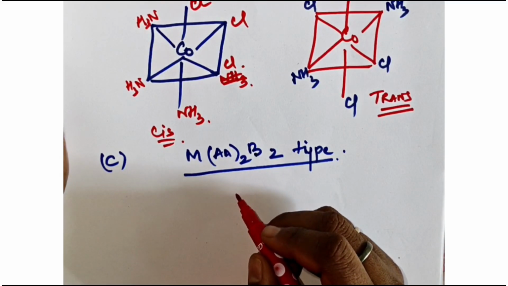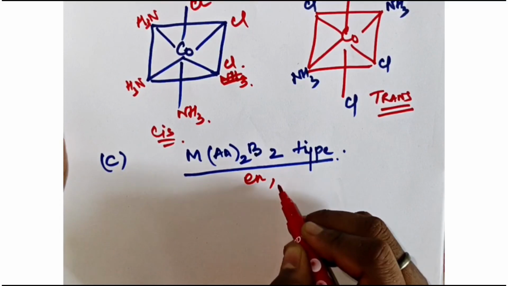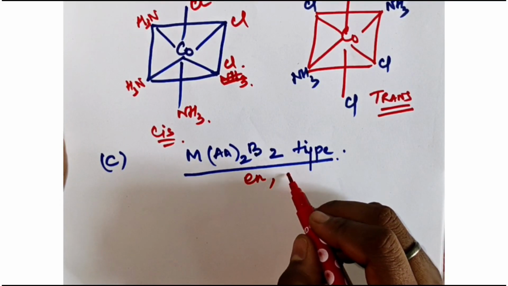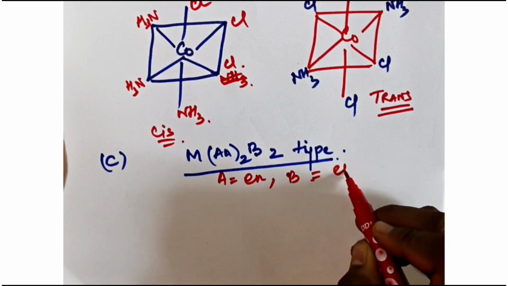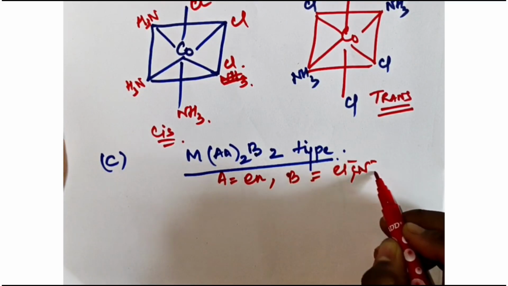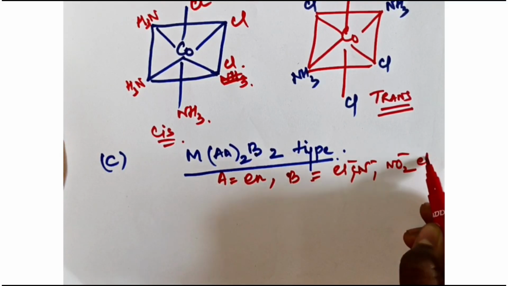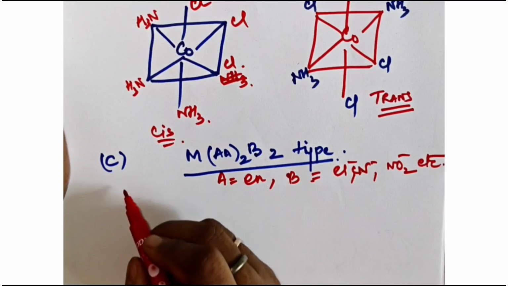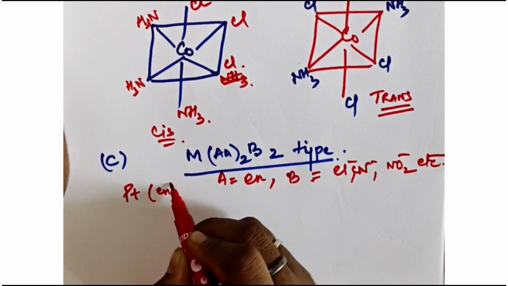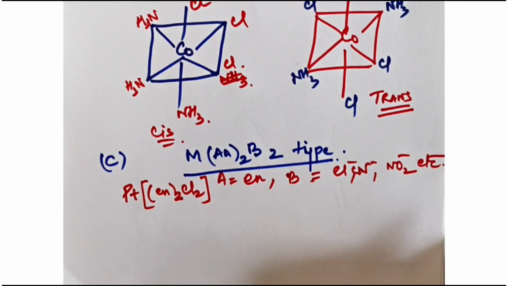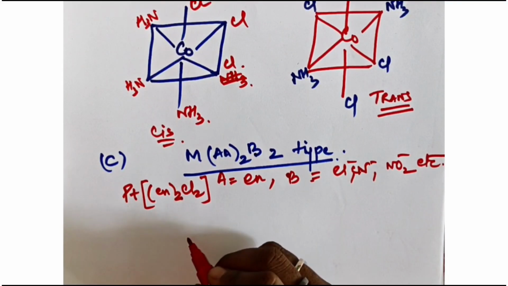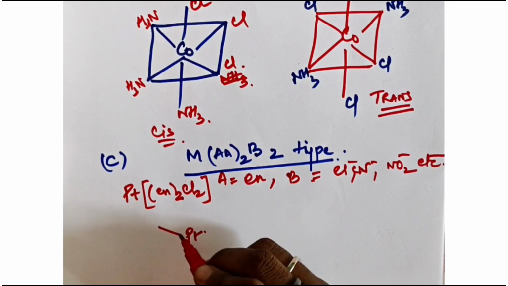Suppose we take the example like en, ethylene diamine, and B can be any other ligand. A will be your ethylene diamine. B will be any ligand like chlorine, then cyanide, then nitro, etc. So if we take the example of platinum, en twice, Cl2, so how will you draw this complex? See here, the metal here will be the platinum.